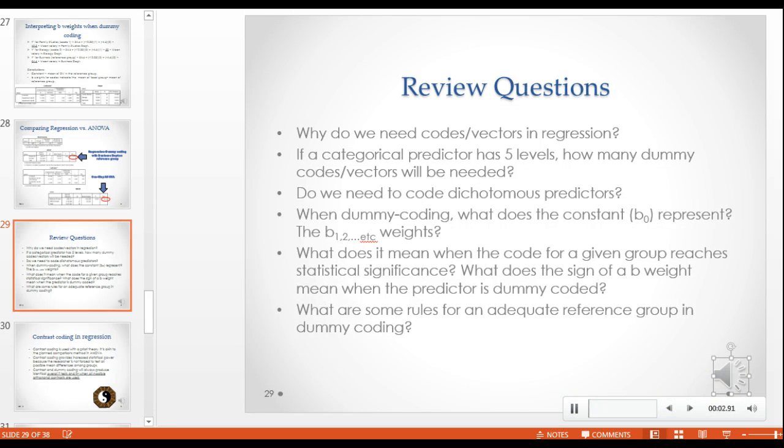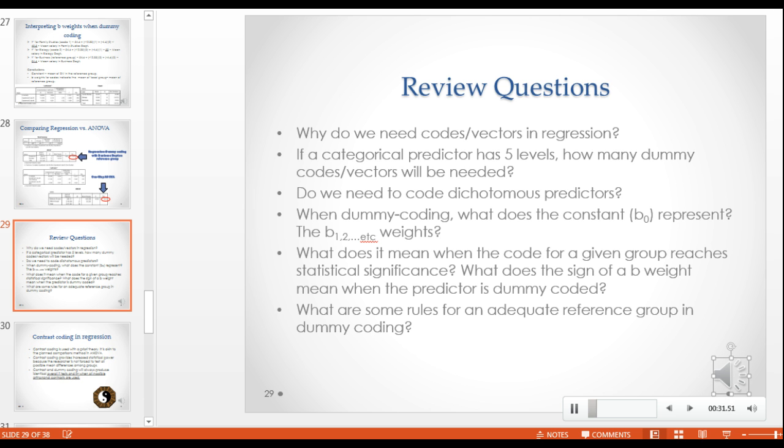Okay, so before we delve into one more piece of new content, and that's contrast coding, let's review what we've already learned. So first question, why do we need codes or vectors in regression? Well, first of all, when we need them is when we have a categorical variable that has more than two groups. So if we have, remember, two groups, we're fine just entering it coded as a 0, 1.